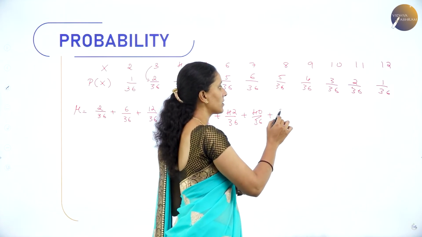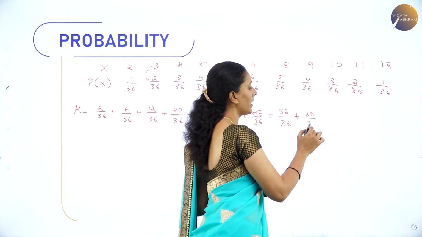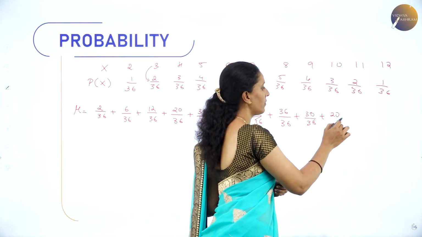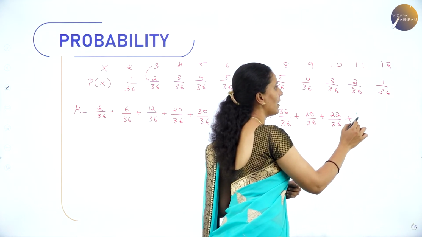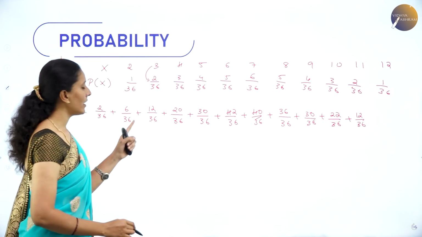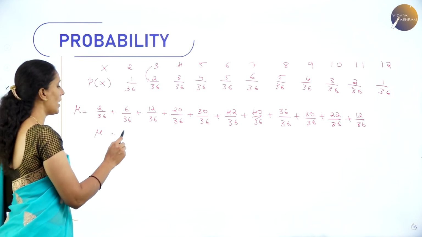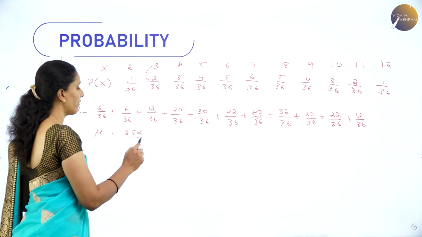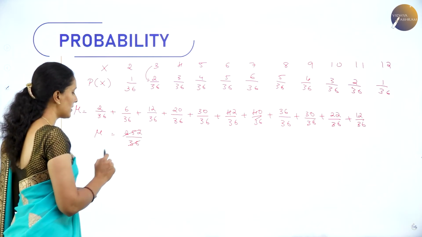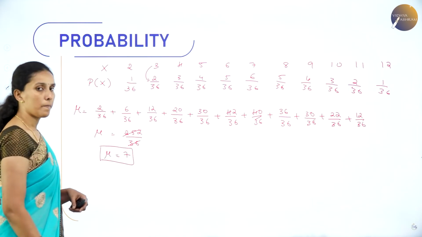Next we get 9 4s are 36 by 36, 10 3s are 30 by 36, 11 2s are 22 by 36, 12 1s are 12 divided by 36. When you add it and divide the sum by 36, here you will get mu as 252 divided by 36. When you cancel, you will get the value as 7. So this will be the mean.